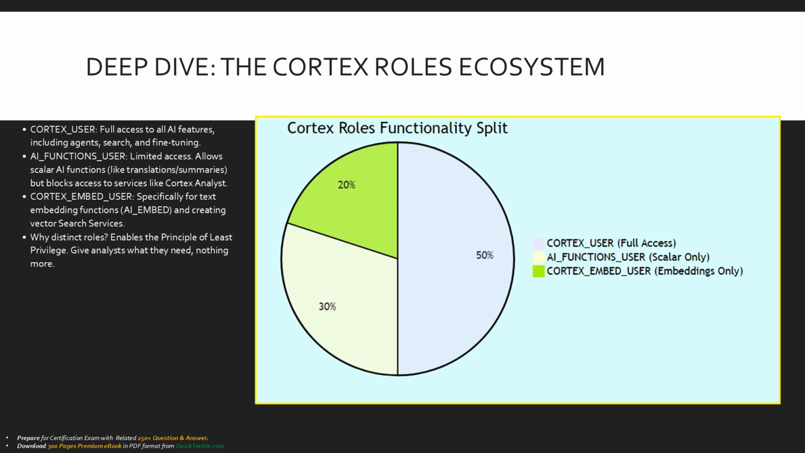This chart conceptually visualizes how the privileges are divided. The Cortex user represents the full pie of capabilities. However, you can slice off specific functionality like scalar functions with AI functions user or vector operations with Cortex embed user role, and hand those smaller slices to users who don't need administrative-level AI access.